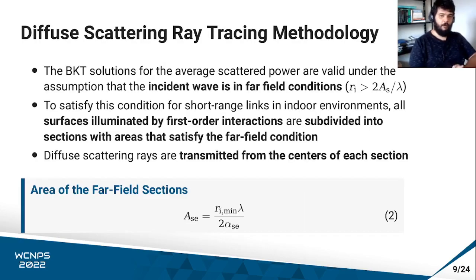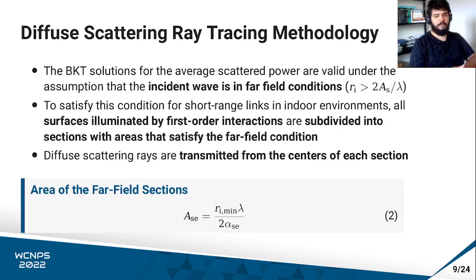In this section, I will briefly describe the methodology applied to characterize the diffuse scattering using the ray tracing method. The Beckmann-Kirchhoff theory solutions for the average scattered power are valid under the assumption that the incident wave is in far-field conditions. To satisfy this condition for short-range links in indoor environments, all surfaces illuminated by first-order interactions are subdivided into sections with areas that satisfy the far-field condition.